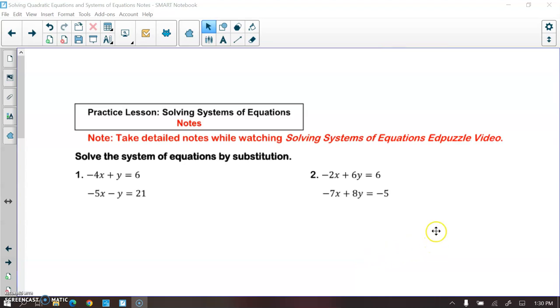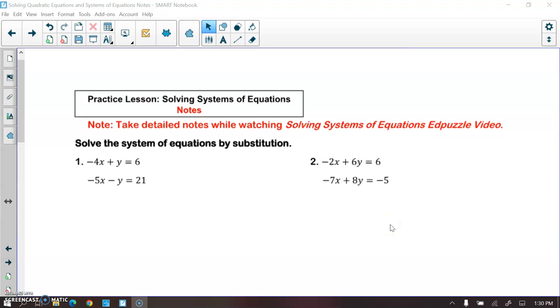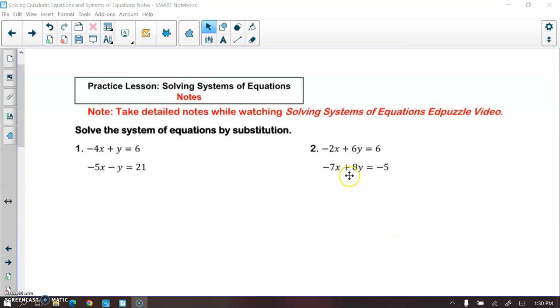So now we're going to review systems of equations. We're only going to review the substitution and elimination method. Substitution first. When you are using the substitution method, you need to pick a variable that you want to isolate, and it just needs to be in one of your equations.